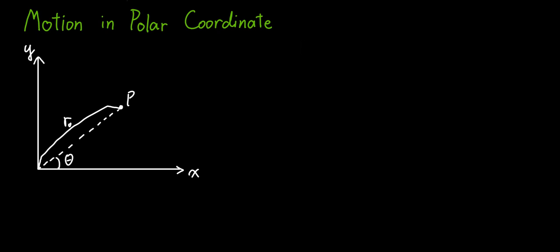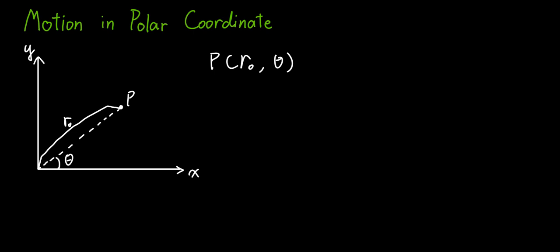Hello everyone, in this video I'm going to talk about motion in polar coordinates. In polar coordinates, the position of a point can be represented by its distance to the origin and its polar angle. For example, the point P can be represented as r0 and angle theta. So here, r0 is its distance to the origin and theta is its polar angle.